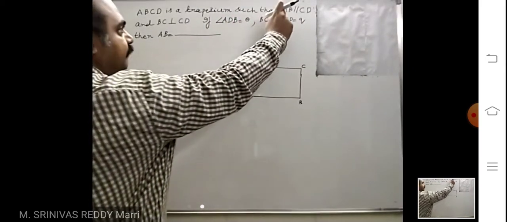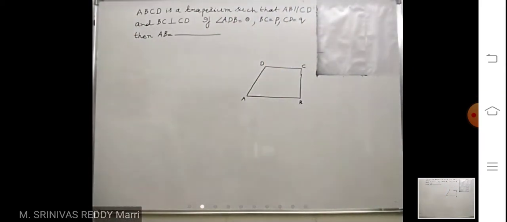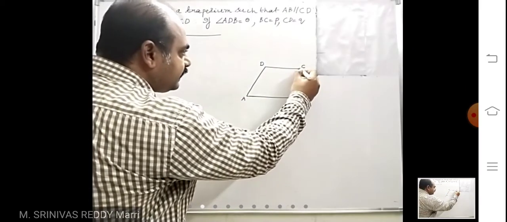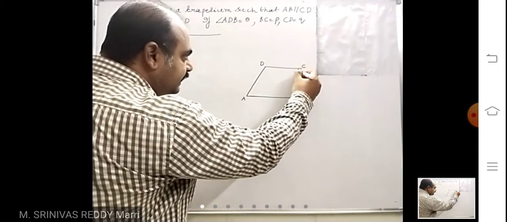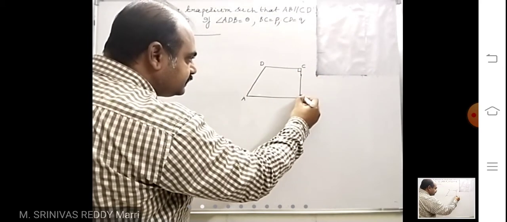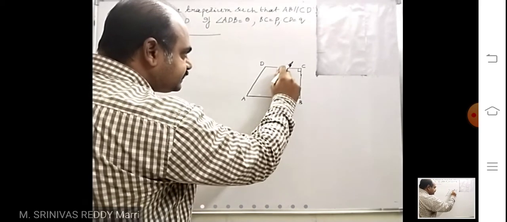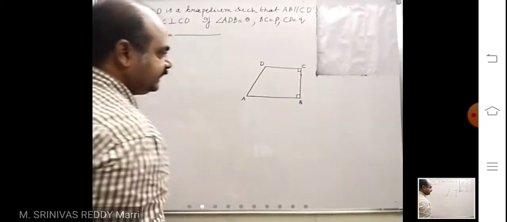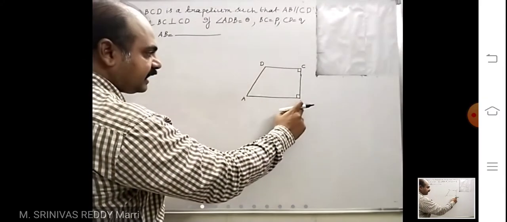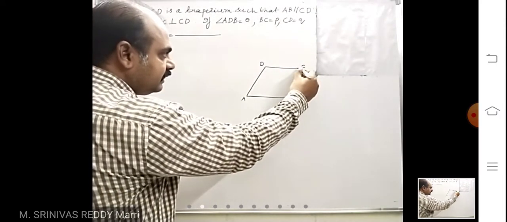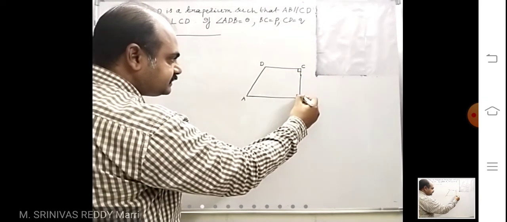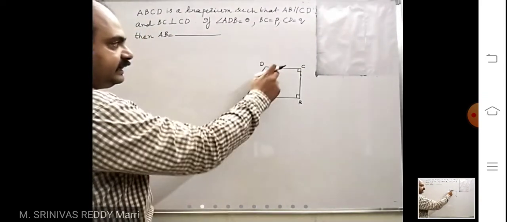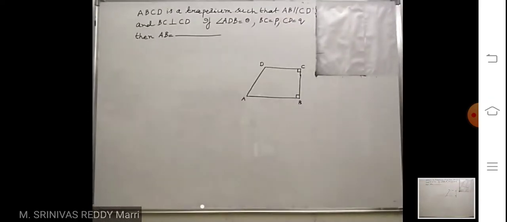Look here. AB parallel to CD is given and BC perpendicular to CD. This is 90 degrees and this is 90. These two lines are parallel, and given that BC is perpendicular to CD and AB is also parallel to CD, therefore if this angle is 90 degrees, this angle will also be 90 degrees because these two are parallel lines.